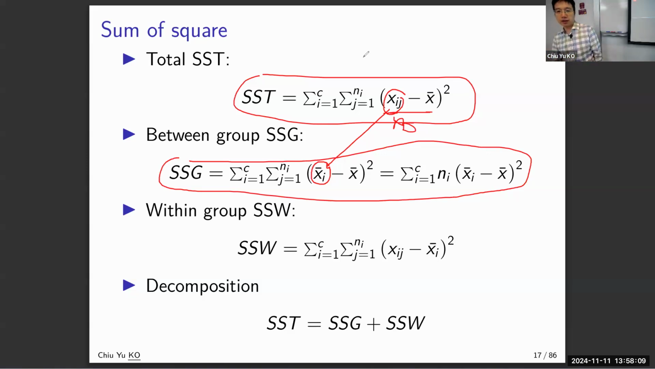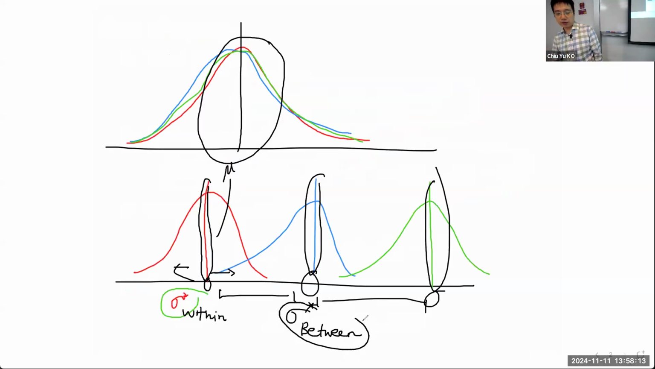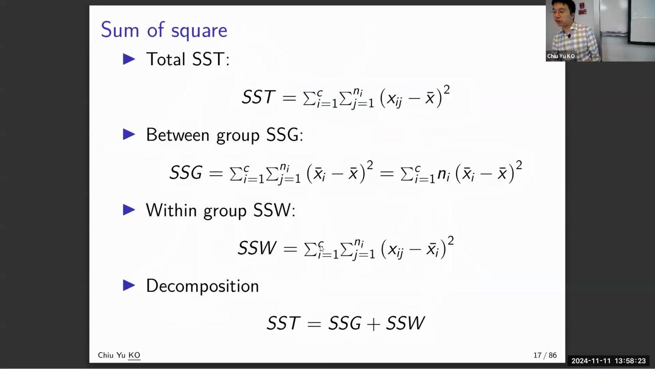So this is the part that I just drew here, right? This is the SSG part. Okay, and this SSW part is within group. So that is the part that I have mentioned already.